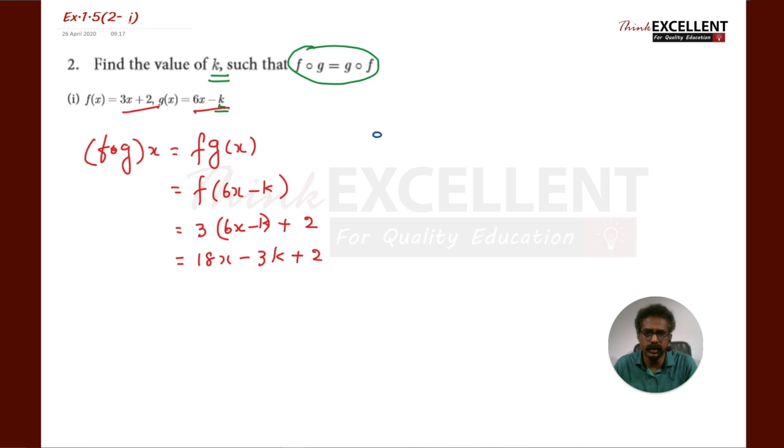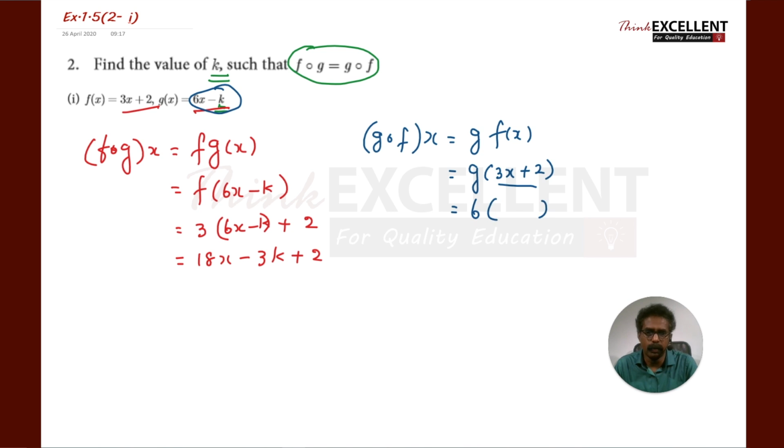Next you find G composition F. G composition F of x can be written as G of F of x. That is G of, what is F of x? It is given, 3x plus 2, right? Now put this 3x plus 2 in G. So see what is G? This is G, 6x minus k, right? So 6x minus k. Instead of x, you write the value. What's the value? 3x plus 2.